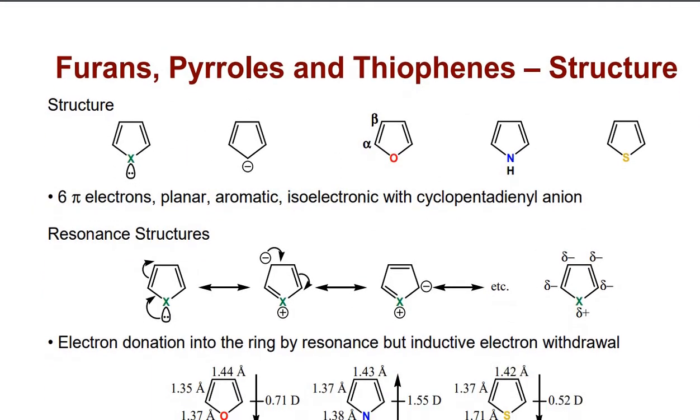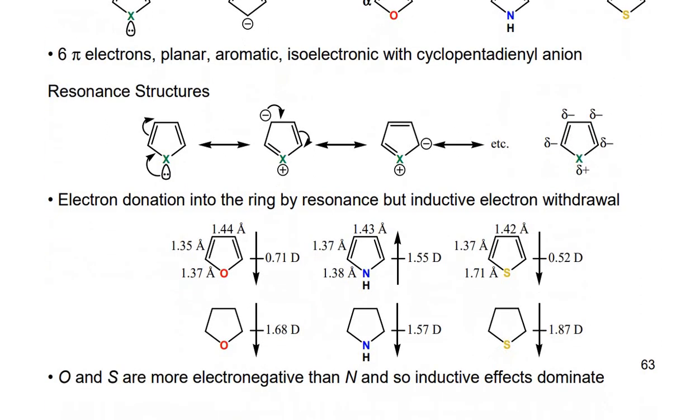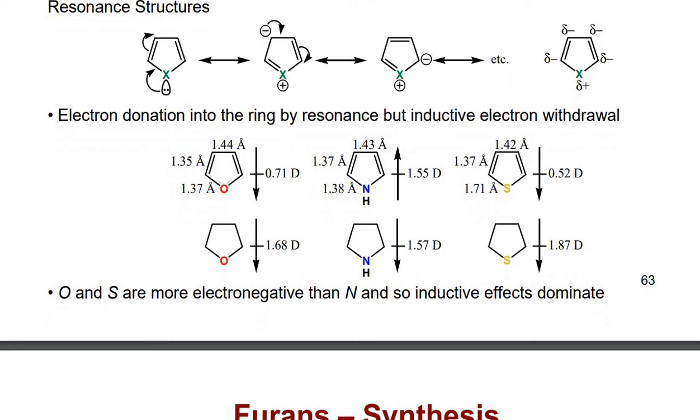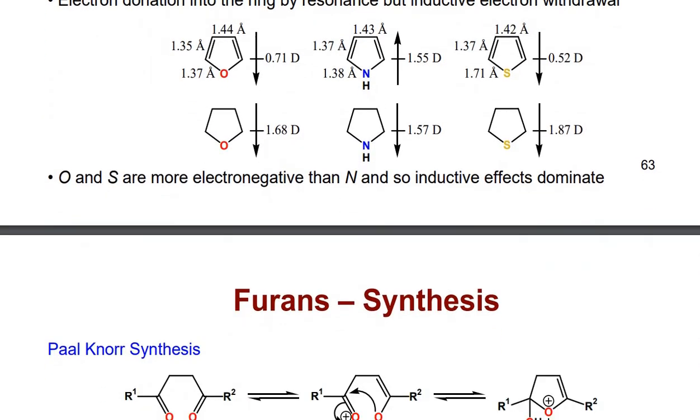You can see 6 pi electron planar aromatic, isoelectronic with the cyclopentadienyl anion. Resonance structure, you know, electron donation into the ring by resonance but inductive electron withdrawal. So in the case of oxygen, same direction with sulfur, and in the case of pyrrole the saturation is different. Oxygen and sulfur are more electronegative than N, so the inductive effect dominates.